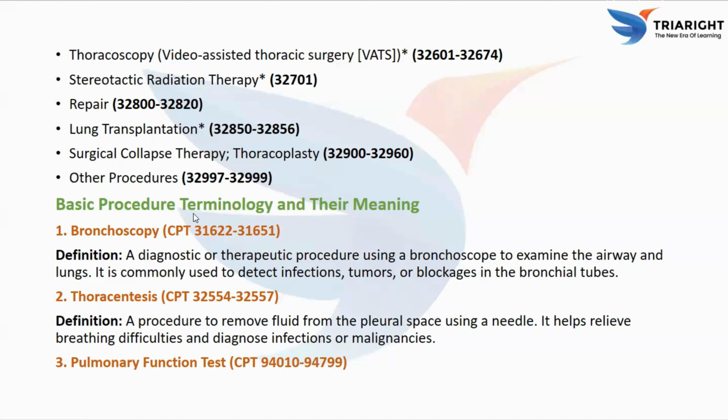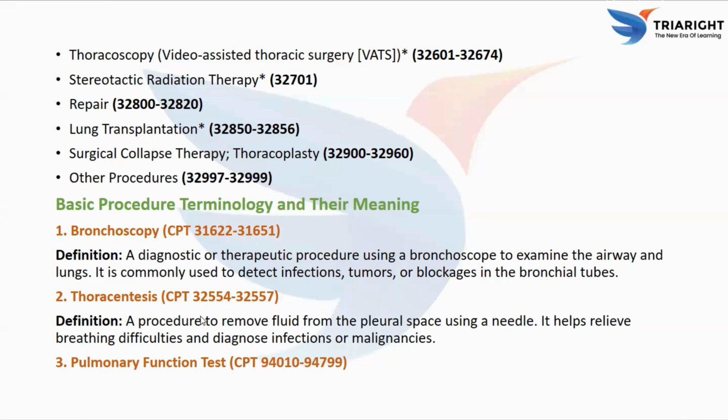So next is the basic procedure terminology used within the respiratory system. These are the foundation concepts every coder must know. The first is bronchoscopy. The CPT code range is 31622 and 31651. What is bronchoscopy? It's an endoscopic examination of the trachea, bronchi and airways. It is commonly used for diagnosis, biopsy and also removal of mucus or foreign body. What are the very important coding guidelines for bronchoscopy? Diagnostic bronchoscopy may be bundled and surgical bronchoscopy is usually separately billable.